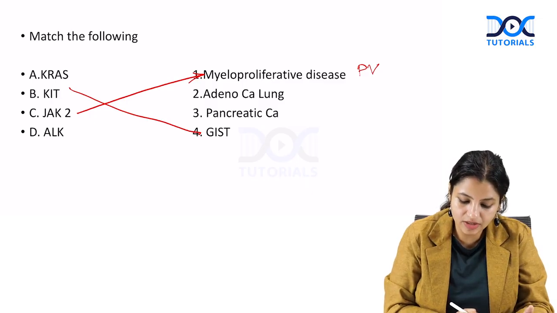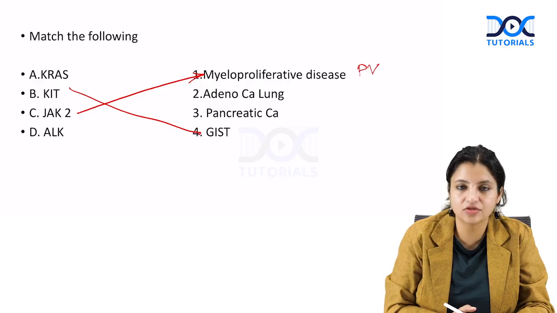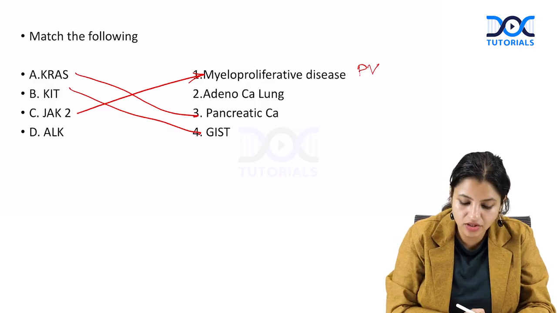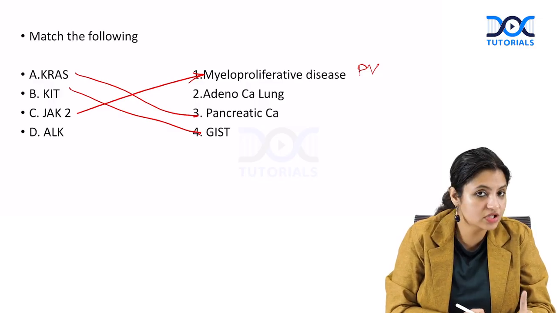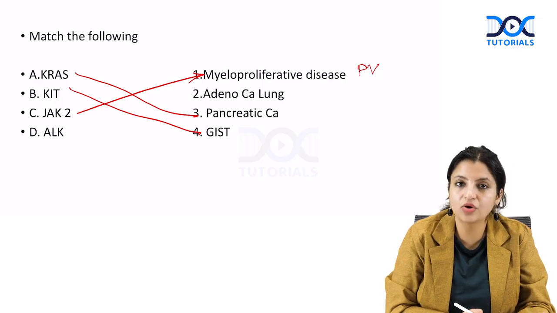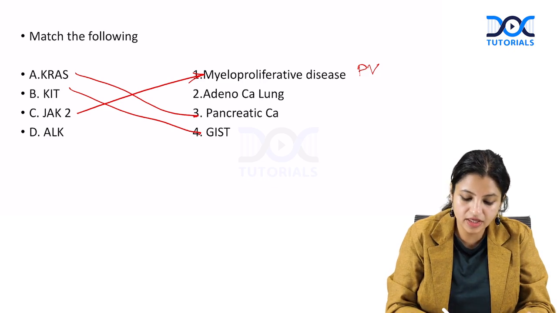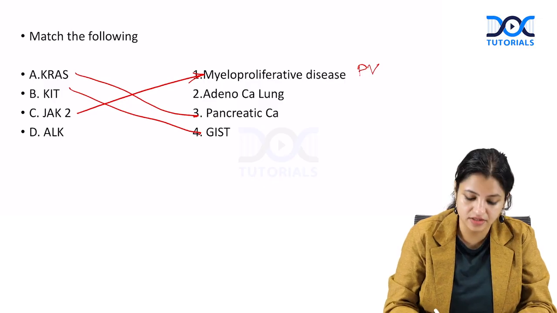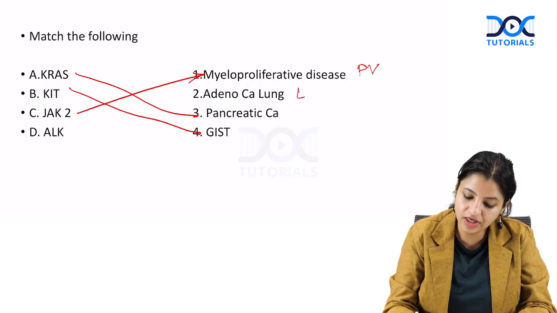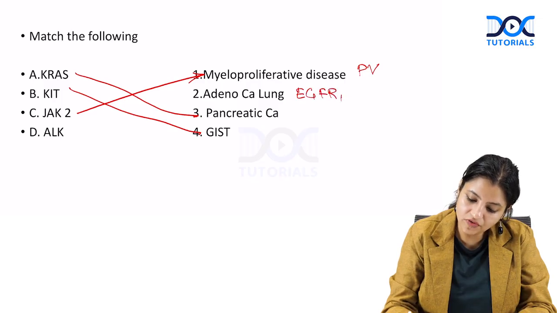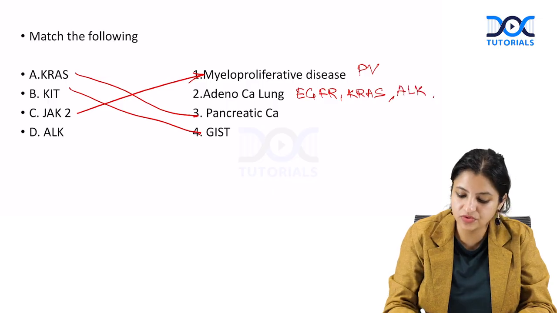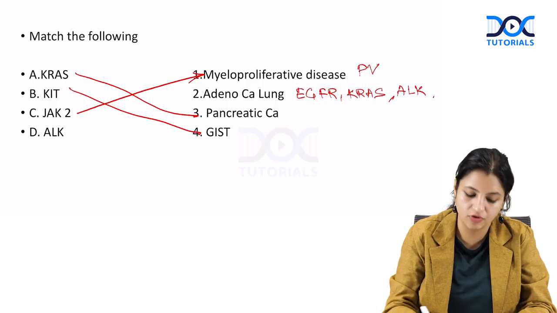Okay, now let's come to the next thing. Pancreatic cancer. The most common gene to be mutated in pancreatic cancer is KRAS. Adenocarcinoma of lung. Again, there was a catch here. Adenocarcinoma of lung can also have KRAS mutations, it can also have RAS mutations. But you have to remember that KRAS is one of the most common pathogenetic mechanisms behind pancreatic cancer. Whereas in adenocarcinoma of lung, we can have either EGFR or KRAS, which are mutually exclusive, or we can have ALK mutations. So these are three common mutations of adenocarcinoma of lung.